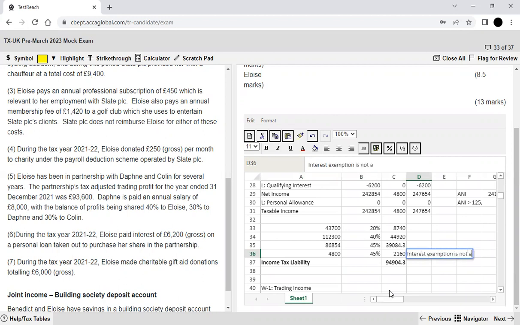Interest exemption is not available, as Eloise is an additional rate taxpayer.